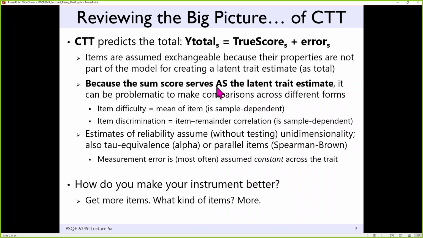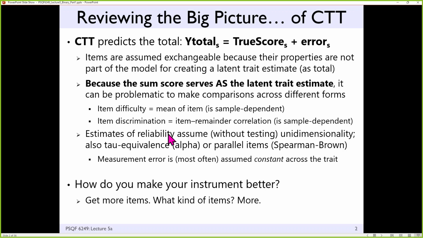So the sum score serves as the latent trait estimate, which means that you can't interpret those latent trait estimates without referring explicitly to the items from which it came. The index of item difficulty in classical test theory is the mean of the item, so the mean on a continuous item or the proportion of ones on binary items. That's sample dependent. Likewise, item discrimination is indexed with the item remainder correlation, the correlation of each item response with the total omitting that item, and that's also a sample dependent property.